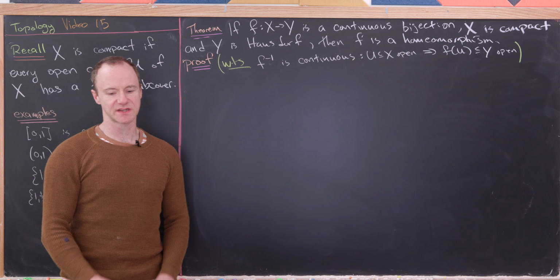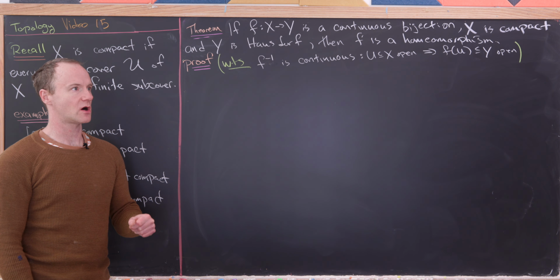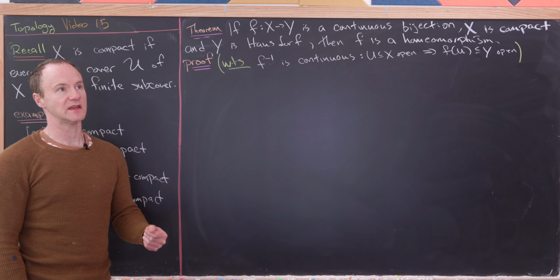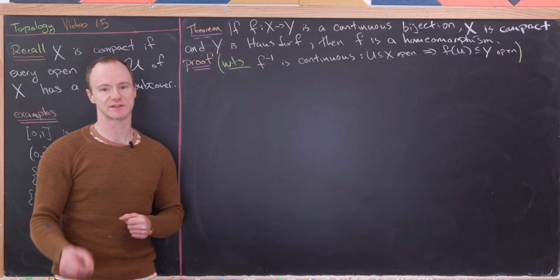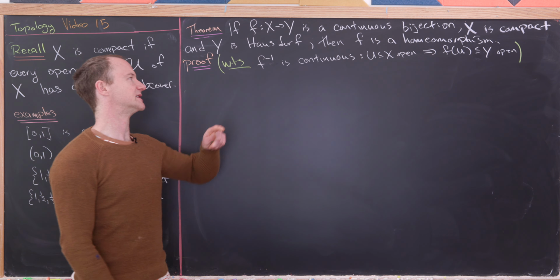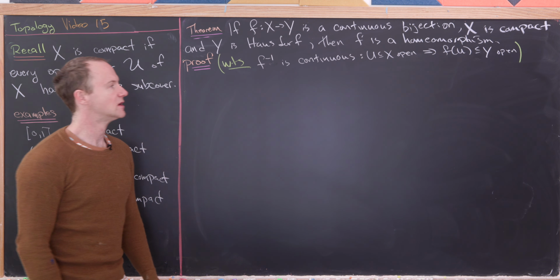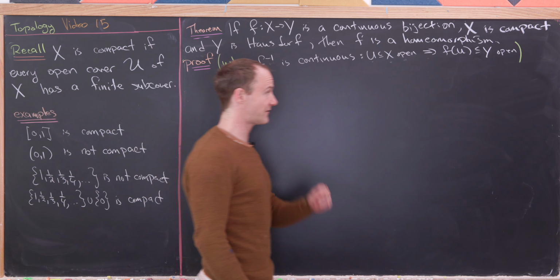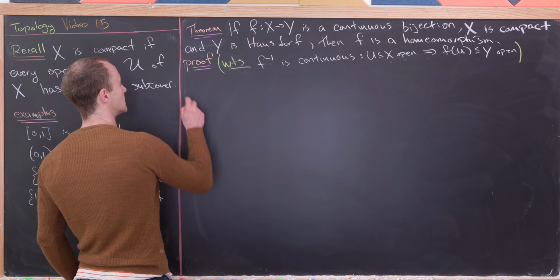Then under those assumptions, we actually have that f is a homeomorphism. Let's recall that a homeomorphism is a continuous bijection where the inverse map is also continuous. Sometimes that's called a bicontinuous bijection. But anyway, the only thing that's left is that the inverse map, f inverse, is continuous. That means that if U in X is open, we need to show that f of U, the image of U in Y, is open. Okay, so let's get to that.